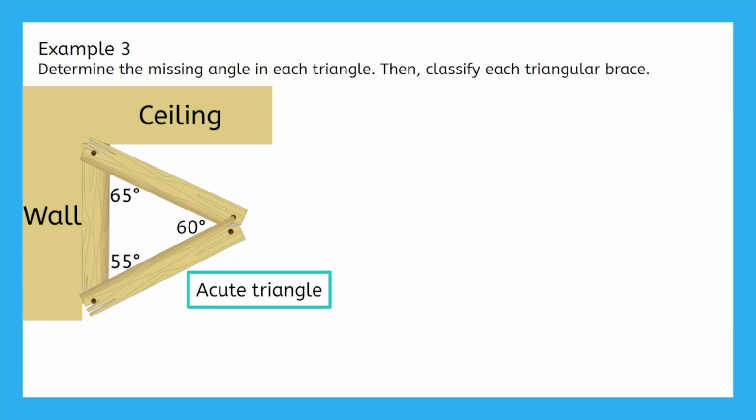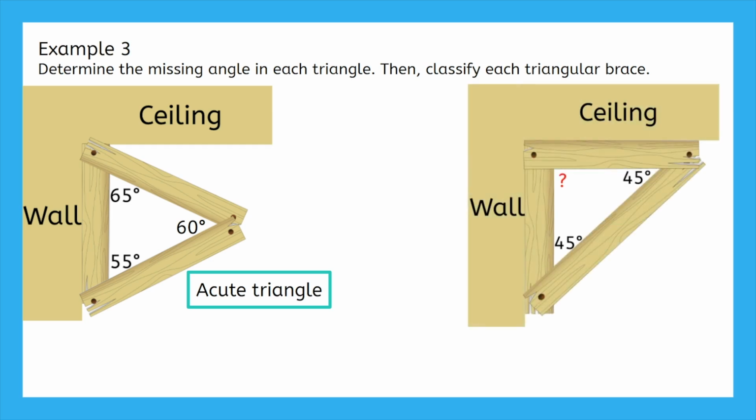Let's compare it to the brace that does fit. My equation, and remember yours could have been in a different order, was 45 plus 45 plus x equals 180. I combined my like terms to find 90 plus x equals 180. Then I isolated the variable by subtracting 90 from each side. I found out the missing angle is 90 degrees. This means the brace that fits is a right triangle because it has one right angle. So that's why the other brace doesn't fit. It's an acute triangle, but it needs to be a right triangle in order to support the ceiling.